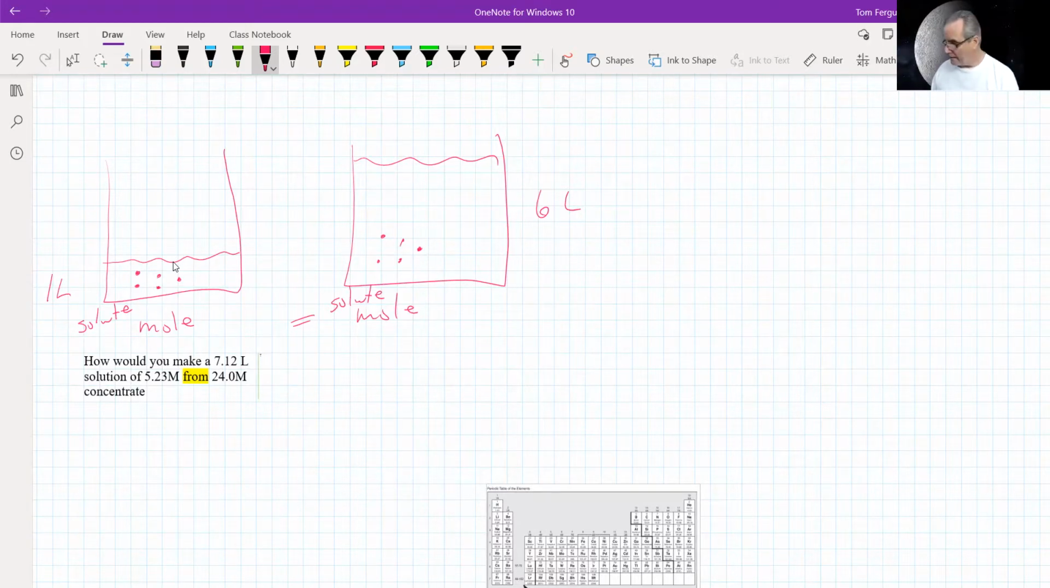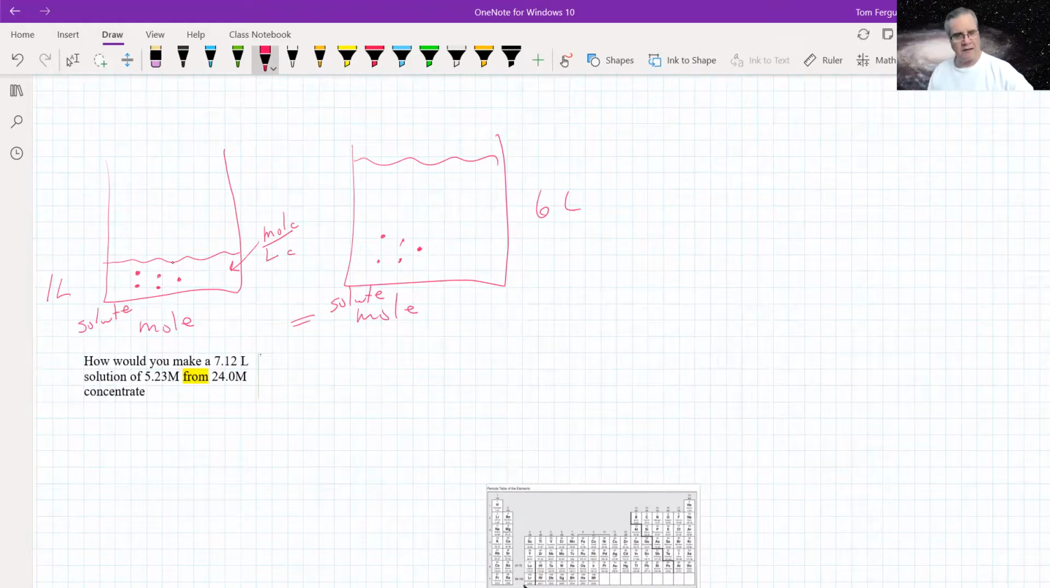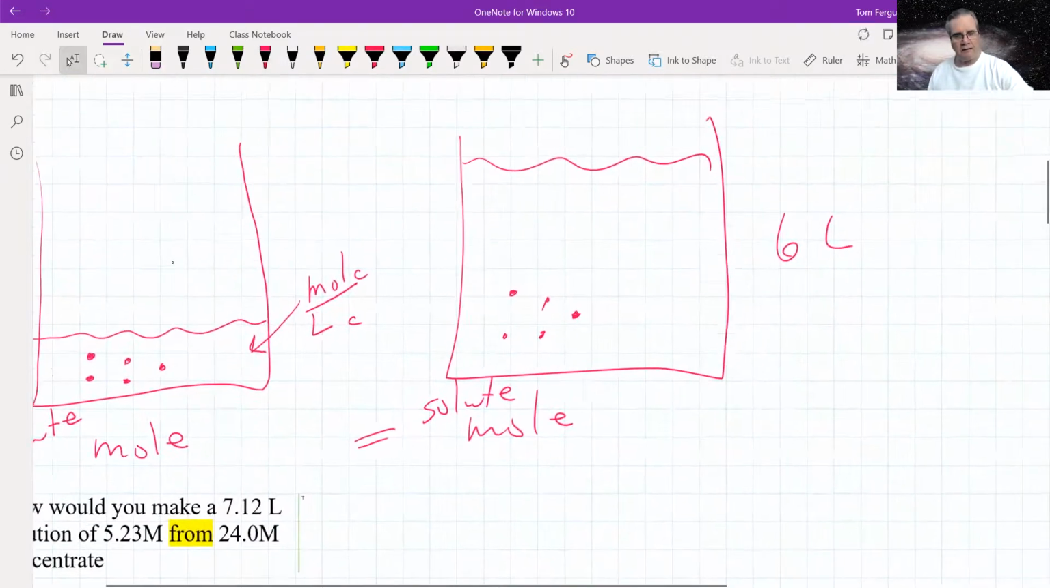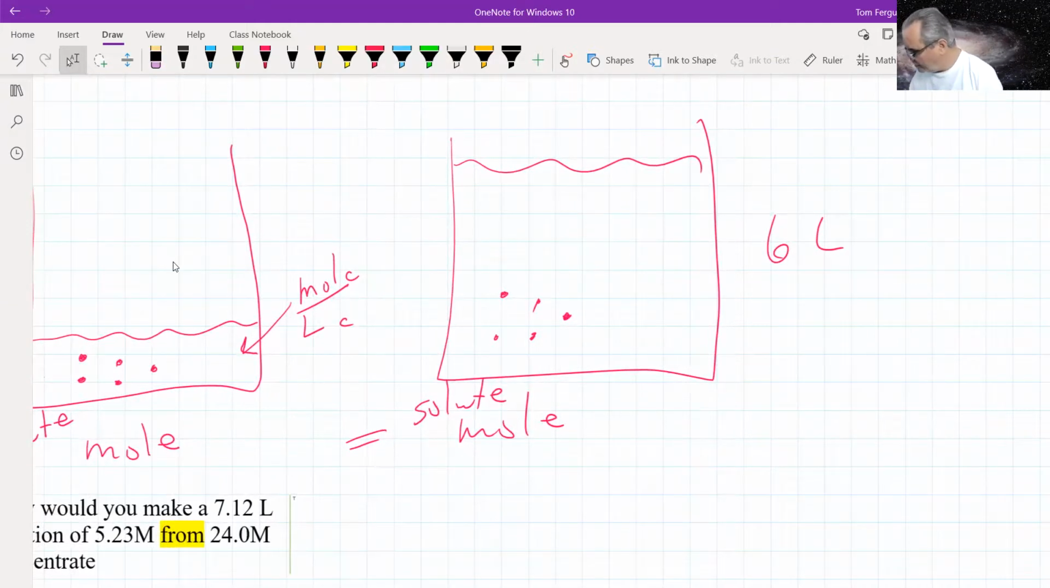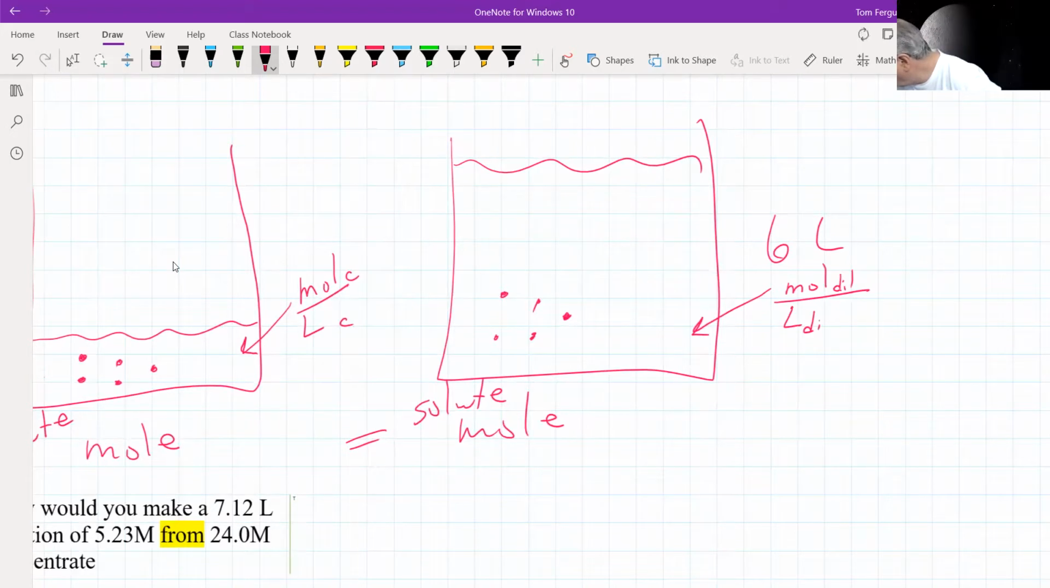Now, if we know the concentration of this, and this is going to be our concentrated, and then we know, okay, so that's going to be the dilute. This is going to be the concentrated.